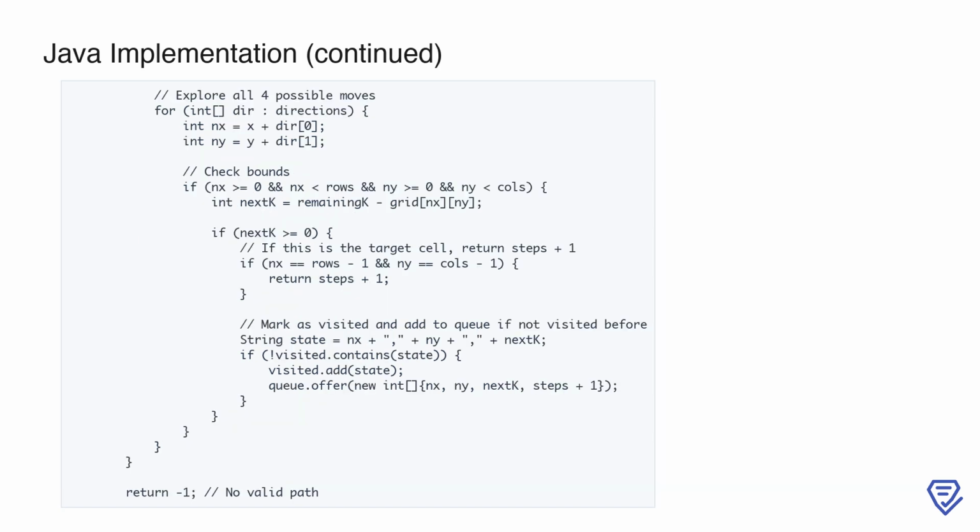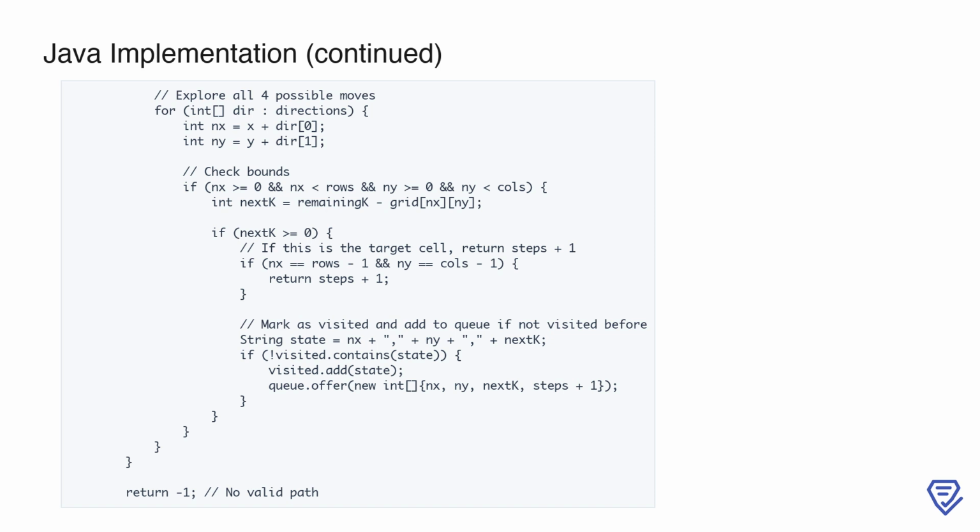Now, within the while loop, we process the current state by exploring all 4 possible moves using the directions array. For each move, we calculate the new position by adding the direction offsets to the current coordinates. Before proceeding, we check if the new position lies within the grid boundaries. If it does, the remaining obstacle eliminations are updated by subtracting the value in the grid at the new position. If the remaining eliminations, next k, are still non-negative, meaning we can continue, we check if this new position is the target cell. If it is, the method immediately returns steps + 1, as we've reached the destination.